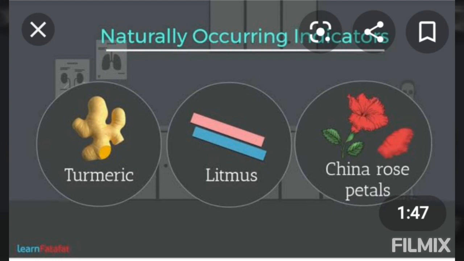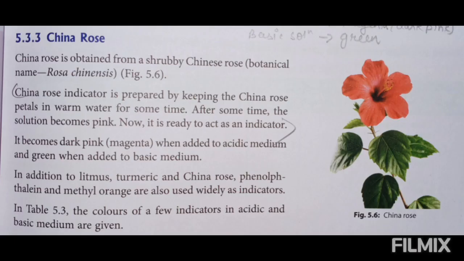Today, we will carry forward this chapter and we will discuss the third type of natural indicator, which is China rose, commonly known as Gudhal, and its scientific name is Rosa chinensis. China rose indicator is prepared by keeping the China rose petals. First, we take out the petals from the China rose and we place them in warm water for some time. After some time, the solution becomes pink. Now it is ready to act as an indicator.